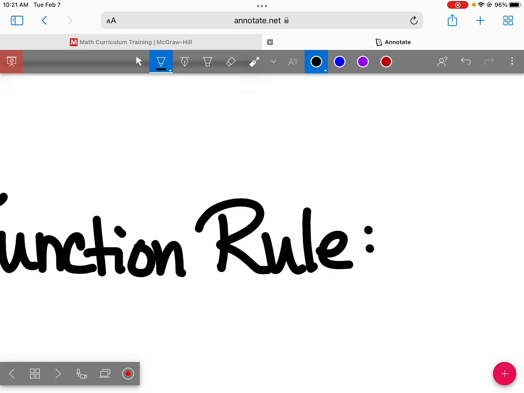Can't hear you. How do we check it? No, this is the check problem. This is to check to see if you understand it. So you're going to do this one exactly the same way that we did this one, but with new numbers.